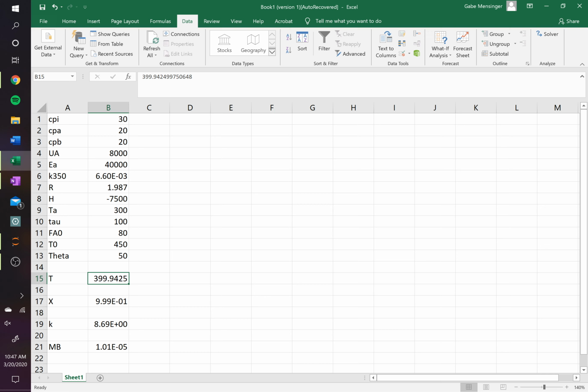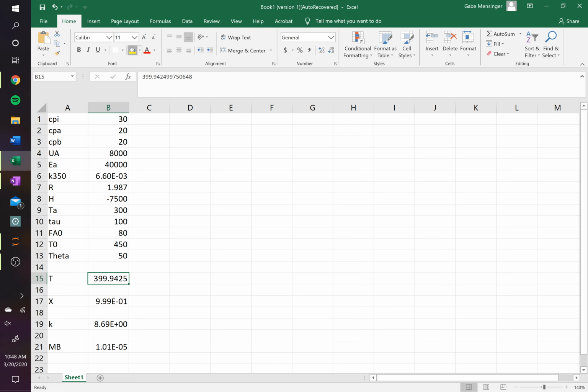So going back to the problem, what is the reactor temperature at a feed temperature of 450, where we said our feed temperature is 450, we get that our reactor temperature is approximately 400. And another good check to make sure that it worked correctly, aside from the mass balance, is to make sure that your conversion makes sense as well. So if you're getting a conversion that's greater than 1, you know that's not possible, which is an indicator that something went wrong.